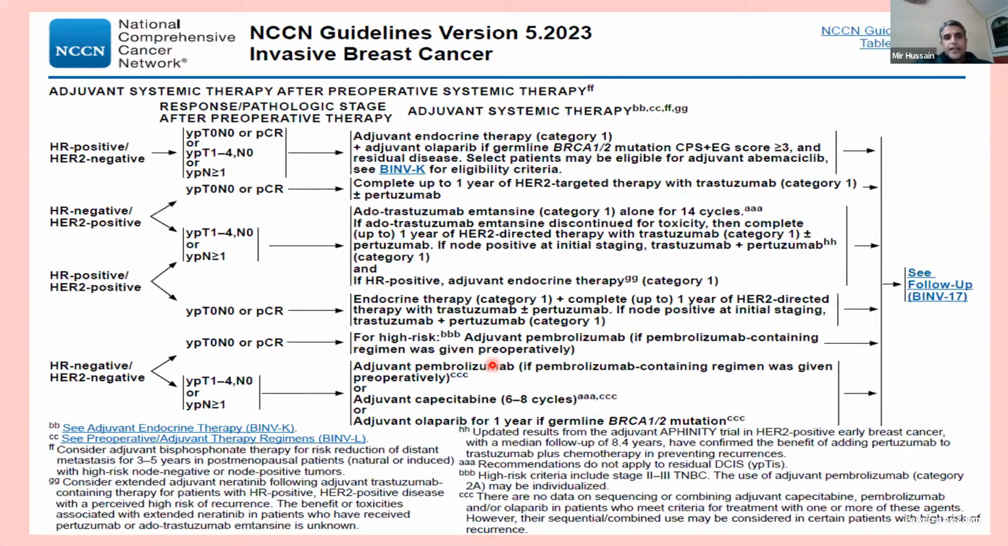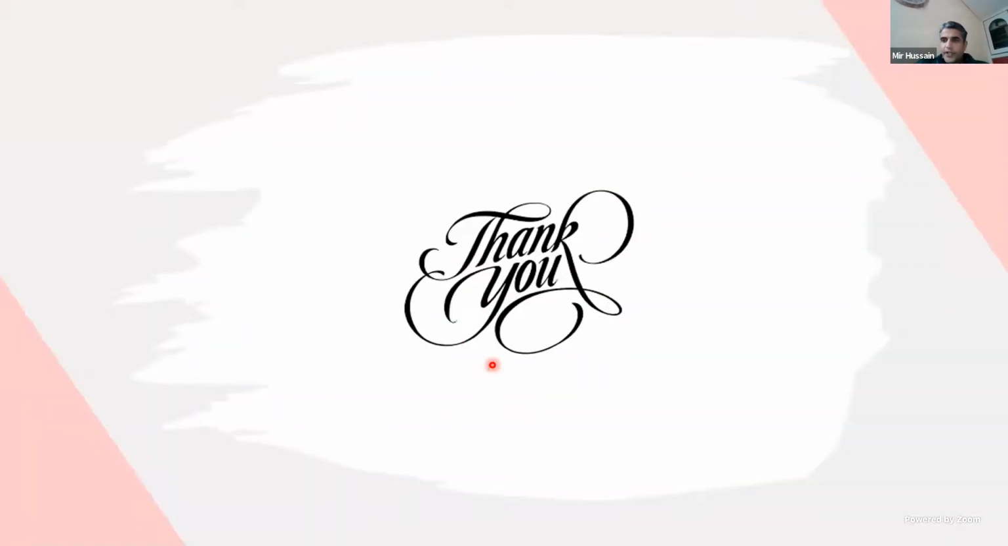And these are the NCCN guidelines. This has come that those who are hormone receptor positive, HER2 negative, if it is early breast cancer, adjuvant endocrine therapy along with olaparib in the BRCA1, 2 mutated, and those who have CPS-EG of more than 3. And if it is triple negative, again, if they were given pembro in the neoadjuvant, we can continue it. If they were not germline mutated, we can give adjuvant capecitabine if they have a residual disease. And if they have a residual disease after the neoadjuvant chemotherapy, germline BRCA1 or 2 mutated, we can give them olaparib for 1 year. So thank you.